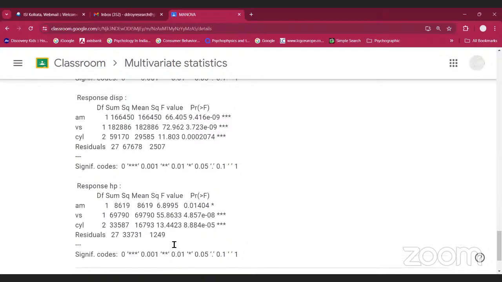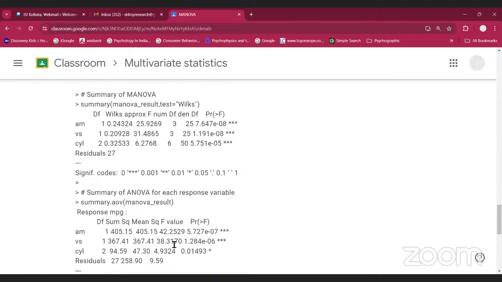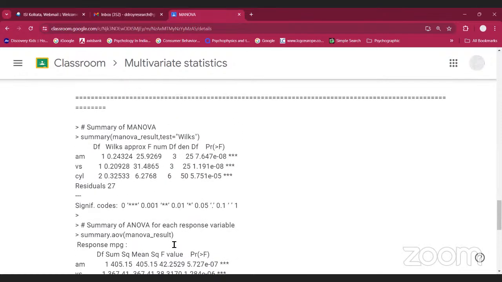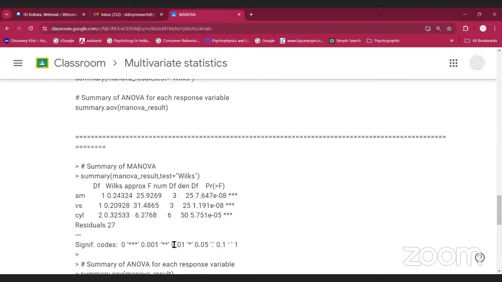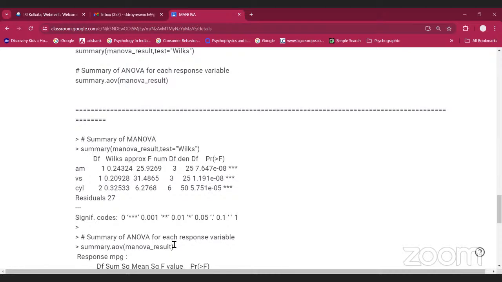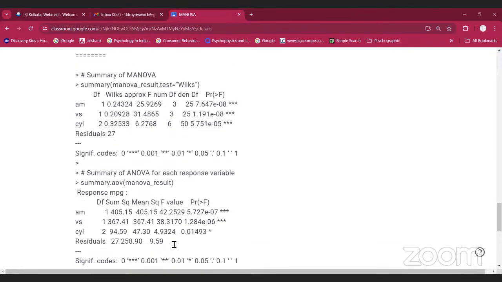So this is the post hoc test. Initially, you have to do the MANOVA. After that, you have to do the ANOVA. This ANOVA is for the post-hoc test. This is clear now. So this is all about the MANOVA.